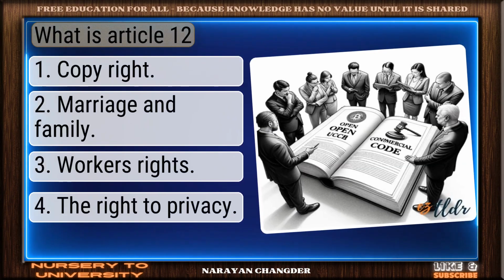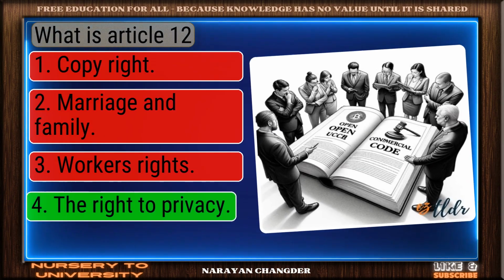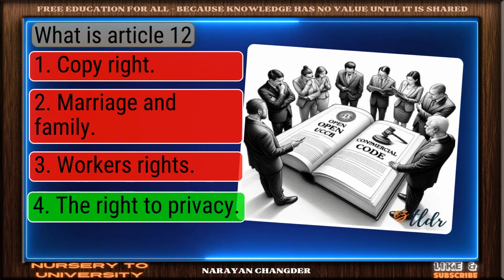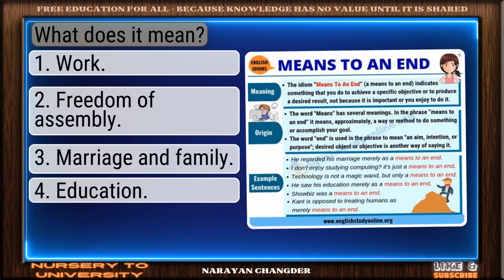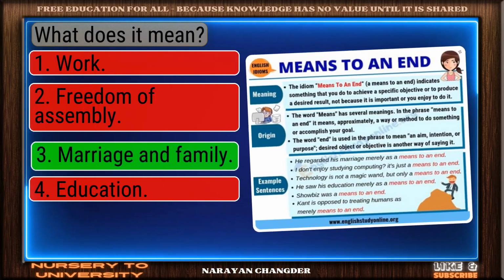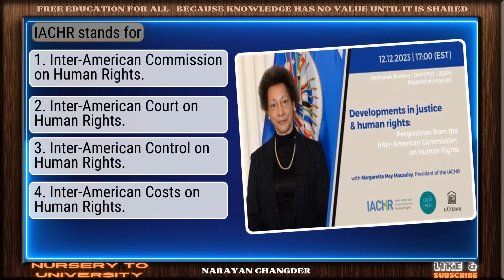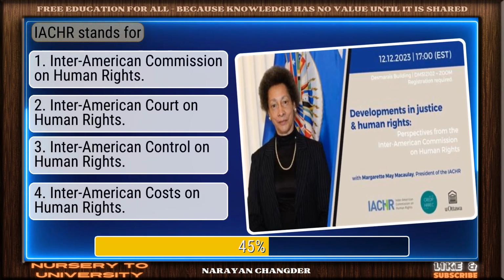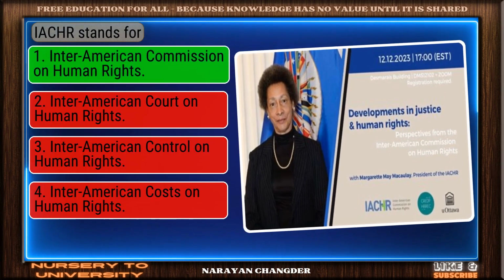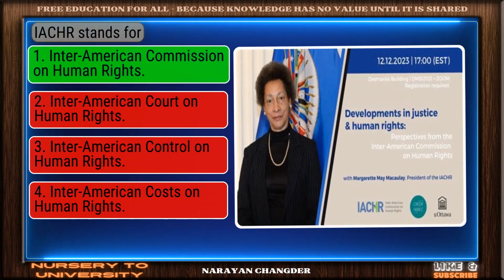What is Article 12? Right again. The right to privacy is a valid answer. What does it mean? On track. Marriage and family is the correct answer. ACHR stands for... Great thinking. Inter-American Commission on Human Rights is the right choice.